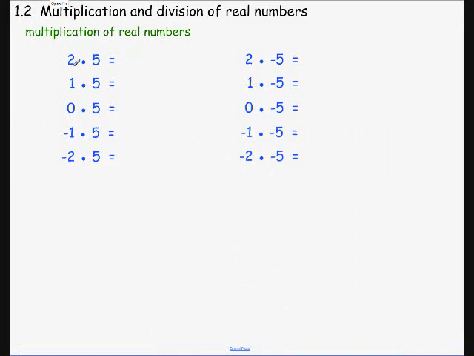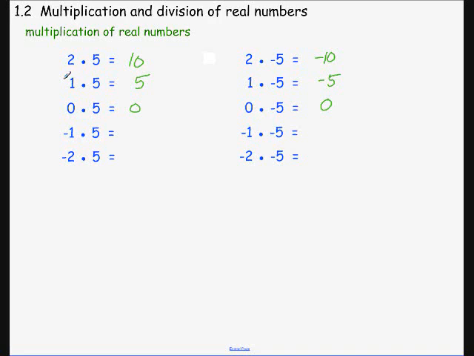Multiplication of real numbers. 2 times 5. How about 2 times a negative 5? One times 5. How about 1 times a negative 5? 0 times 5. That's right. Anything you multiply by 0 is 0. So whether it's negative or positive, multiplying by 0, you get 0 for your answer.